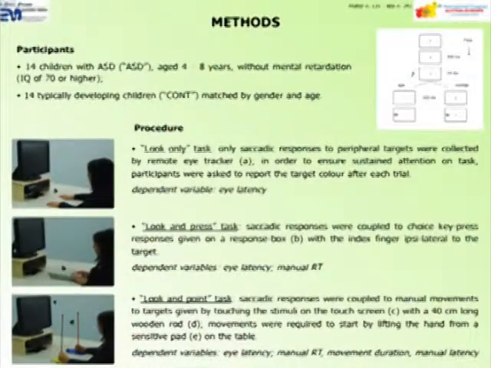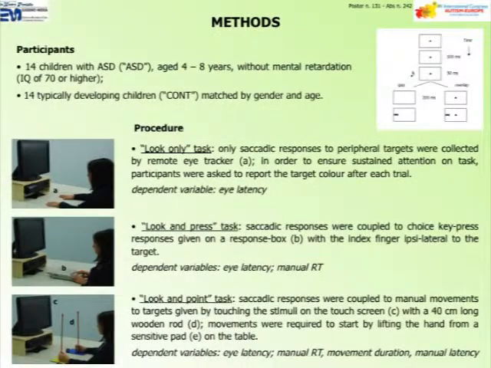In this work, we compare 14 children with ASD without mental retardation to 14 typically developing children matched by gender and age using the gap paradigm in 3 experimental tasks. In the look-only task, participants were instructed to move their eyes as quick as possible to the target. Only saccadic responses were collected by a remote eye tracker.